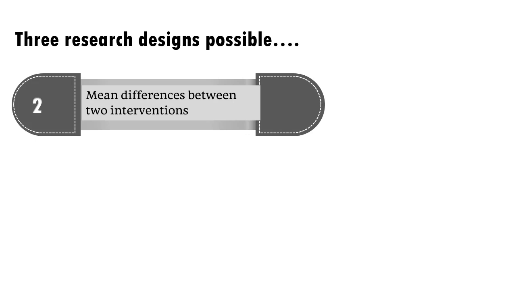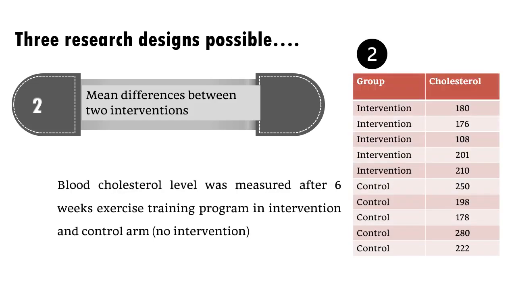The second research design could be, if you want to test the mean difference between two interventions. Like you can see in this example that there is an intervention group and there is a control group, and blood cholesterol level was measured after 6 weeks of exercise training program in both the groups. And if you want to compare the mean cholesterol level after this intervention in control versus intervention arm, then you can use independent sample t-test.